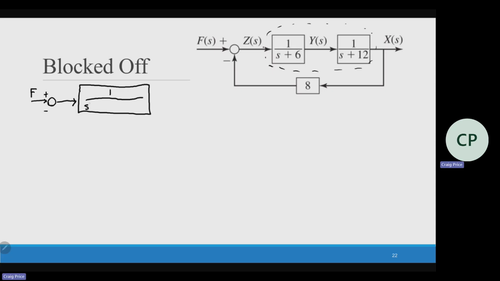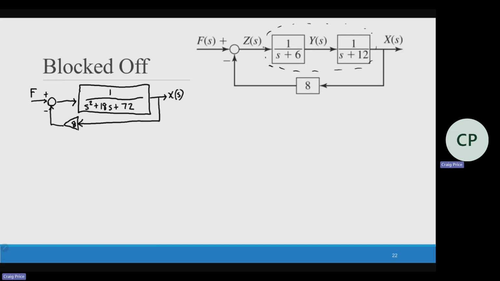And I've got an S squared. And then I've got a 6S and a 12S, so that's 18S. And then I've got a 6 times 12, which is 72. Now we still have this feedback loop on my best 8. We still have this feedback loop, so I don't quite have the full transfer function yet, but we're almost there.